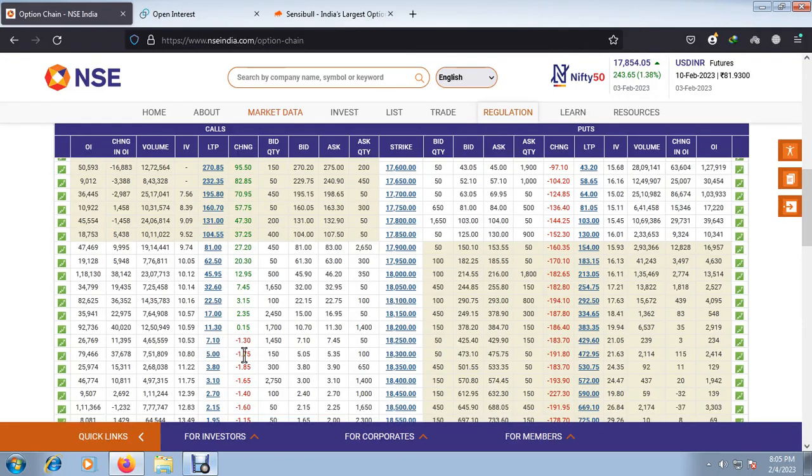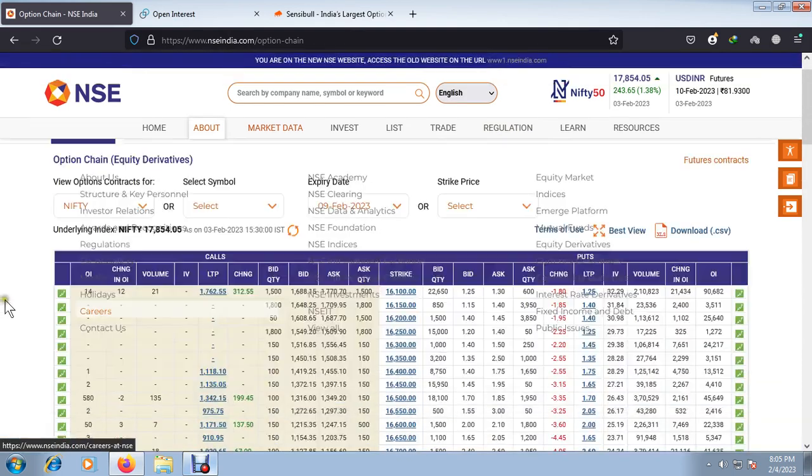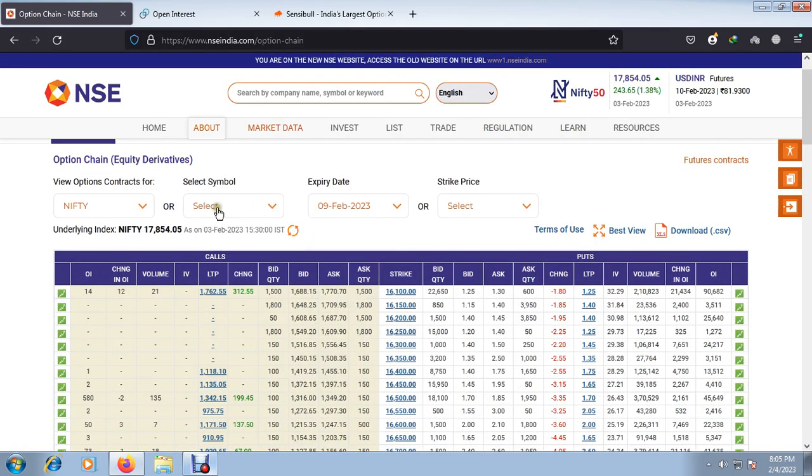Hello everyone. So today we'll be discussing option chain analysis and how to find out the market direction using the option chain of any stock or index. First of all, I have opened the NSE website. Here we are seeing the option chain of Nifty. This is the option chain for the current week expiry.